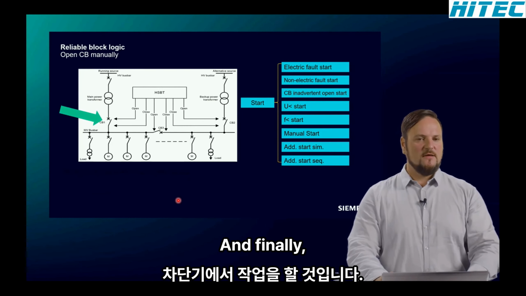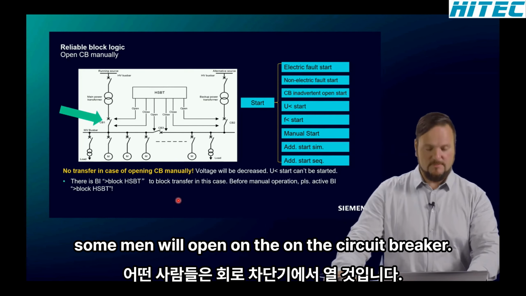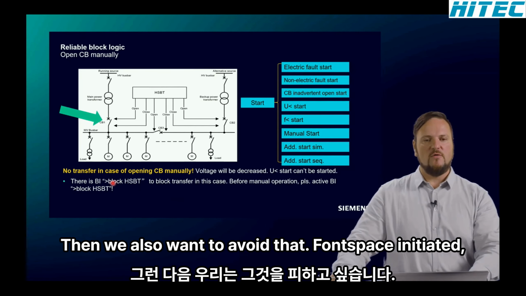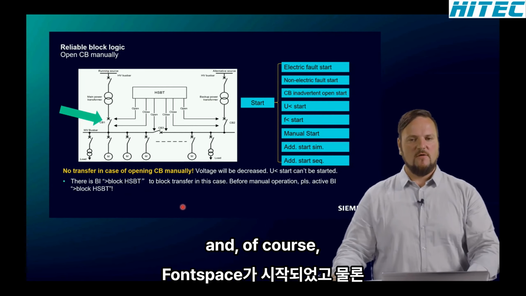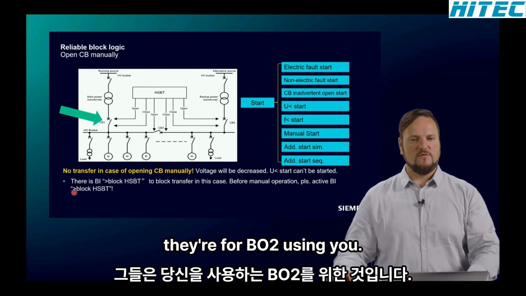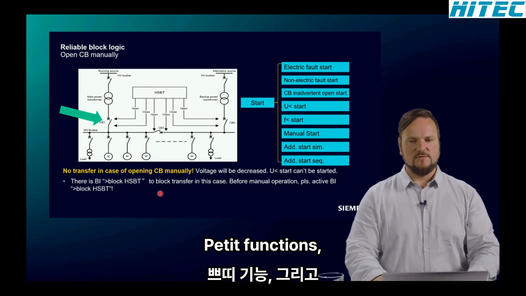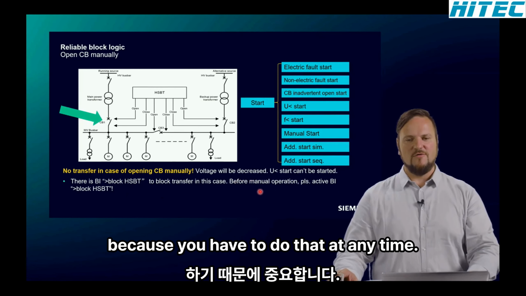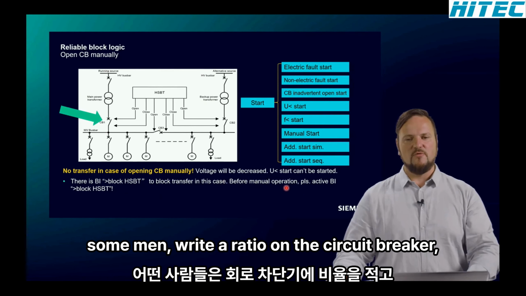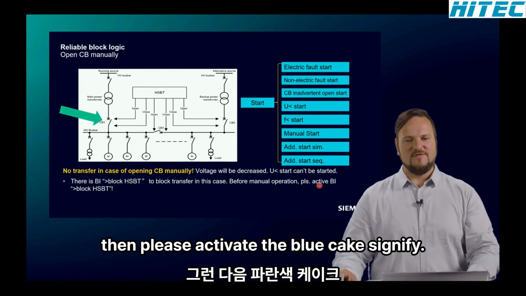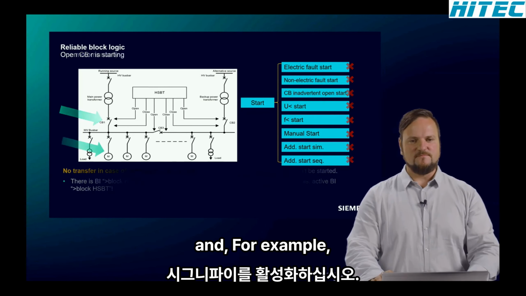And finally, if we have some manual open on the circuit breaker, then we also want to avoid that the transfer is initiated, and therefore we also use a binary input on the device to block the HSBT functions. This is important because you have to do that any time you want to do some manual operation on the circuit breaker. Then please activate the blocking signal for the HSBT.